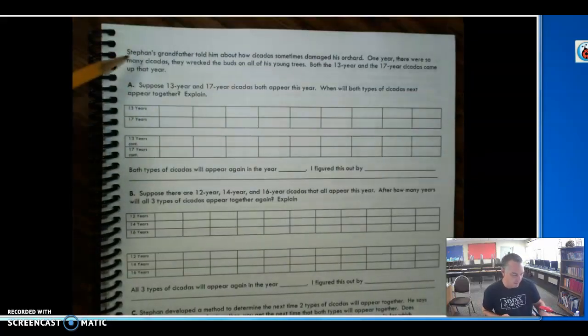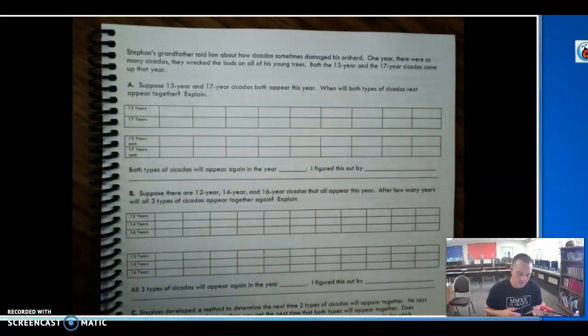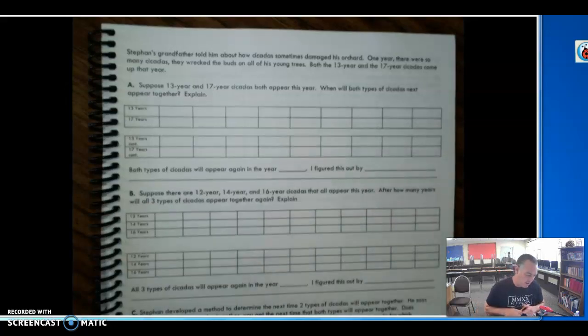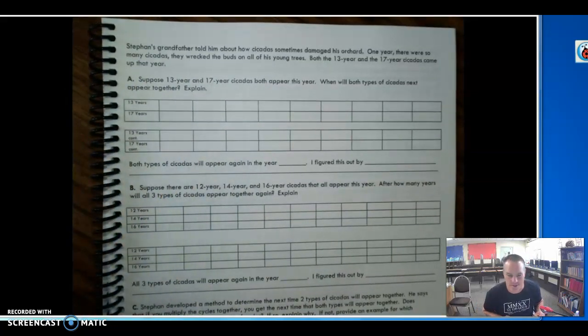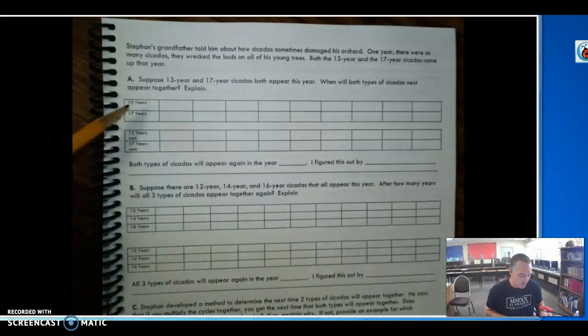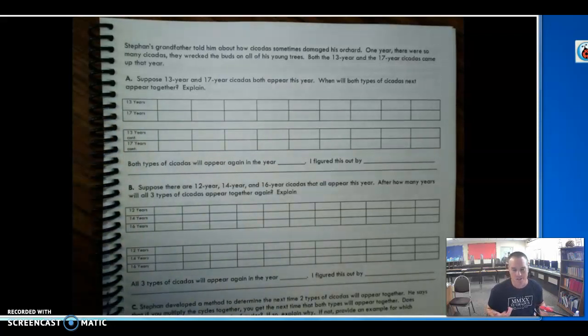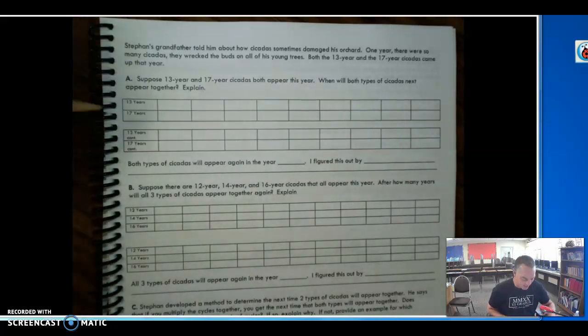Okay, jump to the back. Steve's grandfather said cicadas sometimes damage his orchard. One year there were so many cicadas they wrecked all the buds of his young trees. Both the 13-year and 17-year cicadas came up that year. So now they just changed it. Same question, different numbers. This is just practice. Don't get caught up in it.